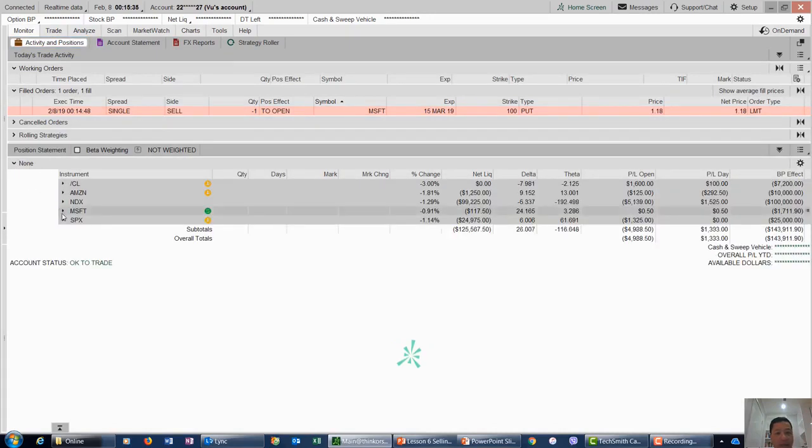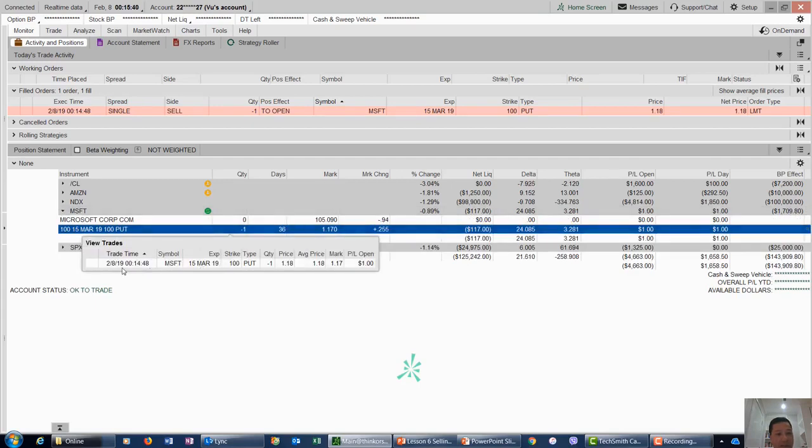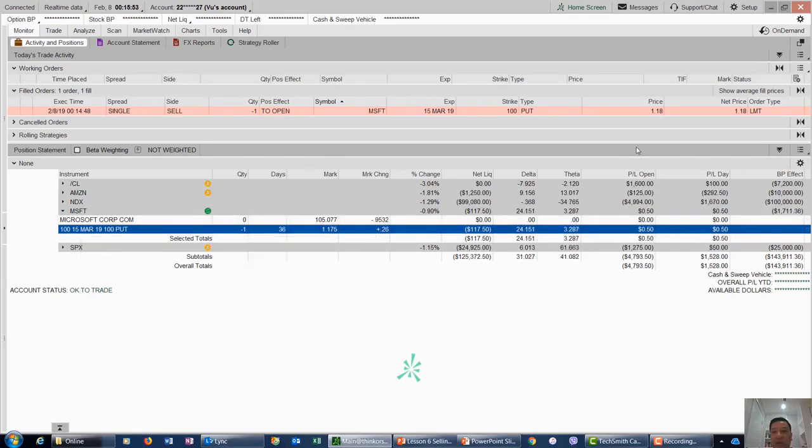Under that, I see Microsoft, which was just filled today, February 8, and will be expiring on March 15. And right now, the P&L is just a very small profit. And it will keep changing as the stock moves around. So we will monitor this one.